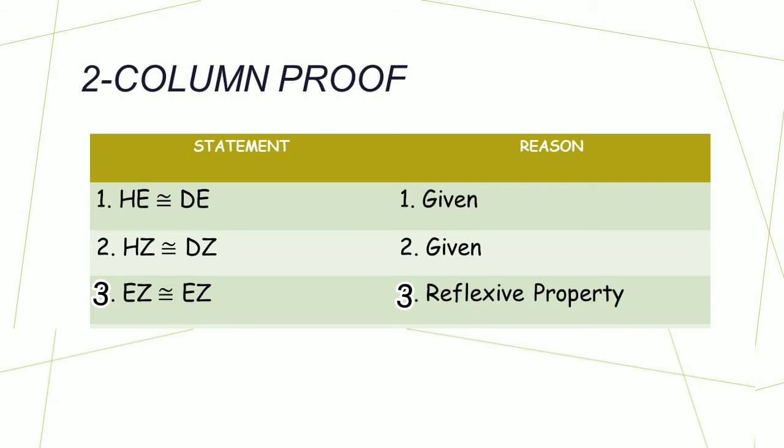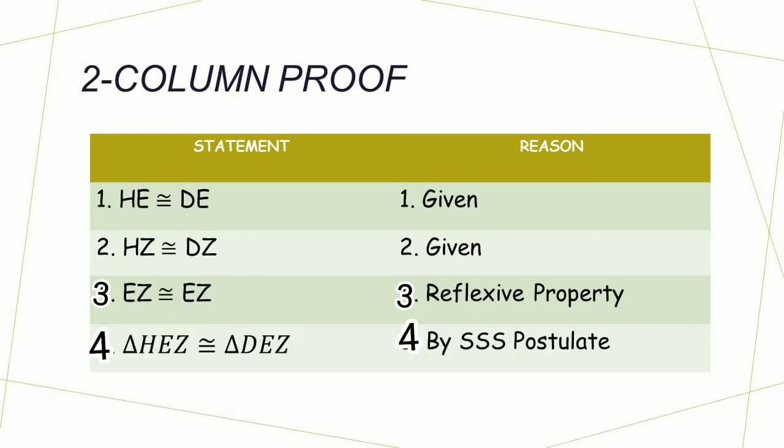Number 3, side EZ is congruent to side EZ. And the reason is by reflexive property. And the last one, therefore, triangle HEZ is congruent to triangle DEZ by SSS postulate.